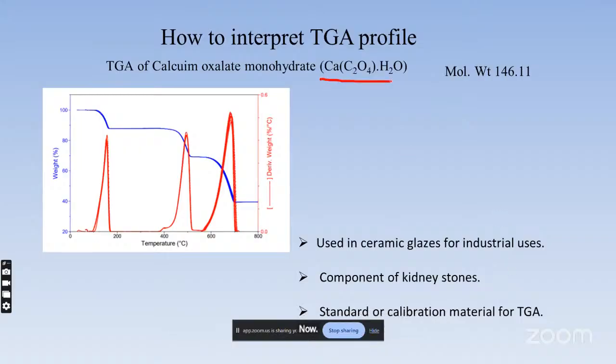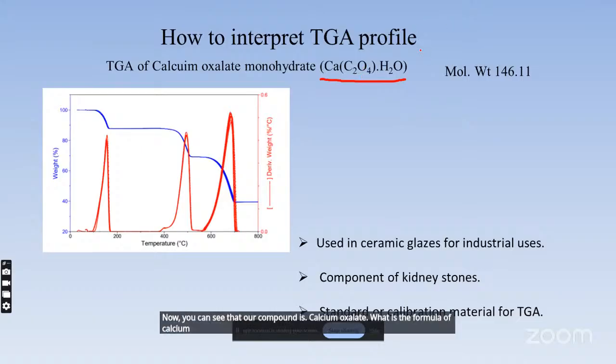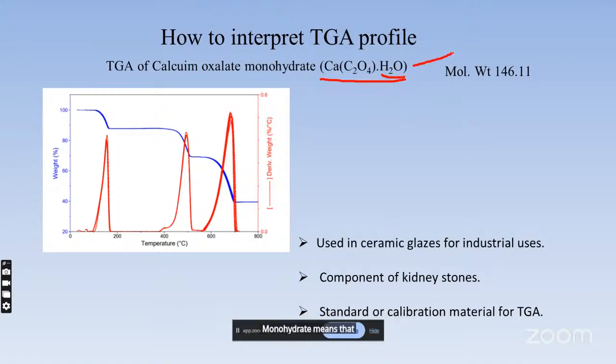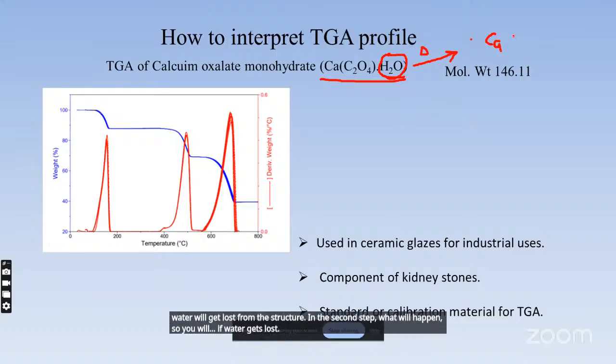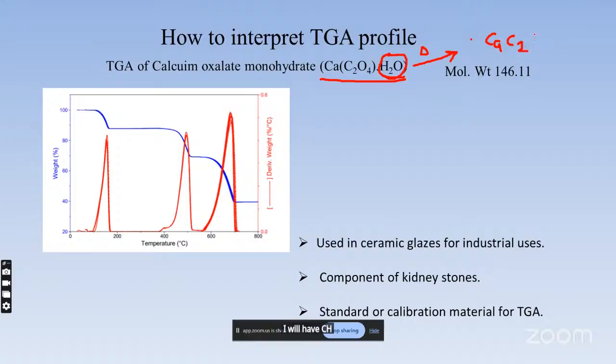Now you can see that our compound is calcium oxalate. What is the formula of calcium oxalate? CaC2O4 monohydrate. Means that if I heat this calcium oxalate at higher temperature, first of all, this is a prediction. My theoretical prediction is that first of all, water will get lost from the structure. In the second step, what will happen? If water gets lost, I will have CaC2O4 in my hand, plus the water molecule.